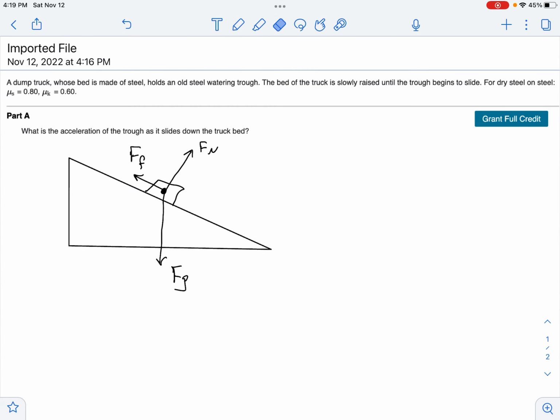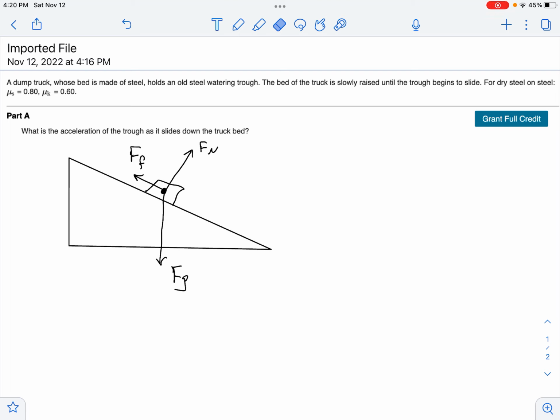Good afternoon, everybody. We are going to take a look at the dump truck problem that I would imagine is giving a lot of people issues at this point in physics. A dump truck whose bed is made of steel holds an old steel watering trough. The bed of the truck is slowly raised until the trough begins to slide. For dry steel on steel, mu sub s is 0.8, mu sub k is 0.6.